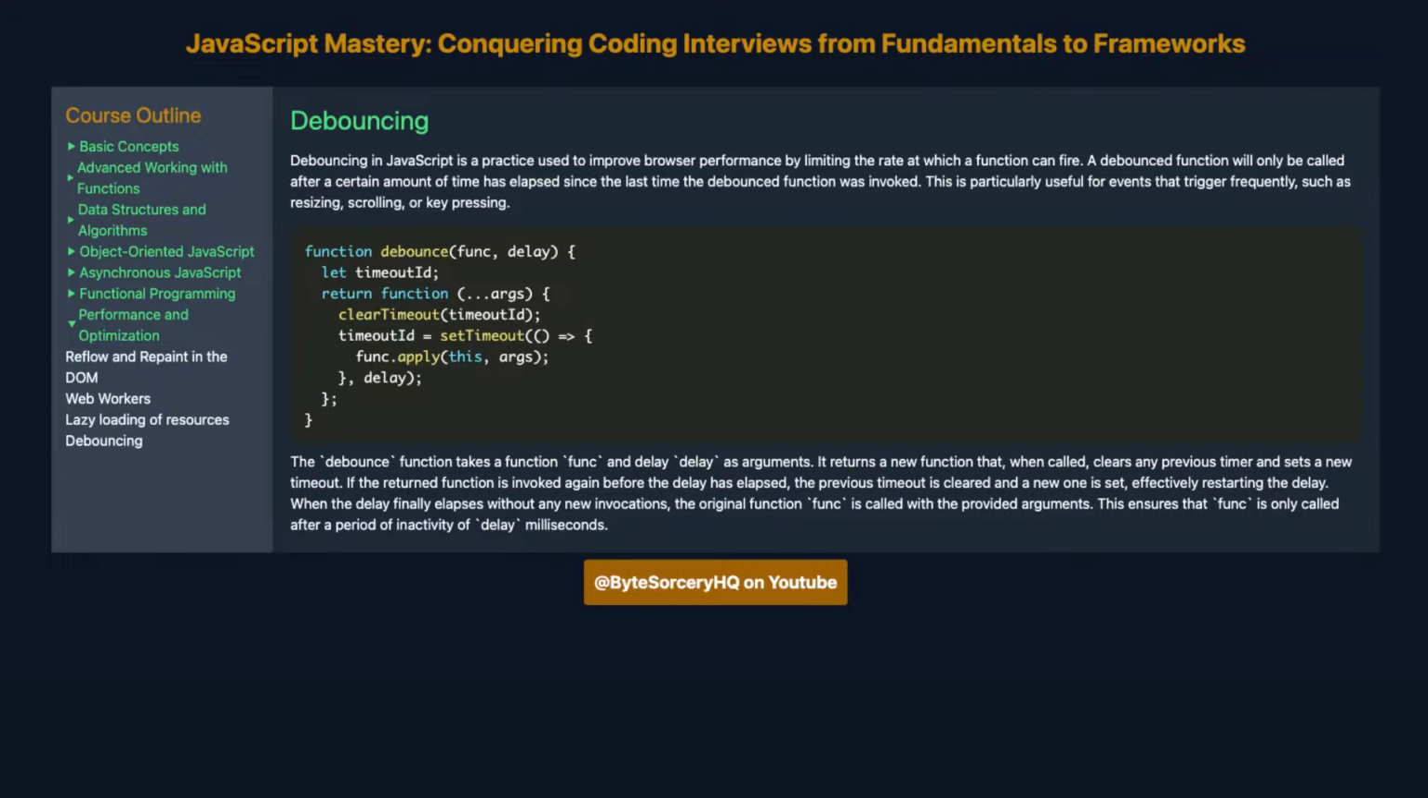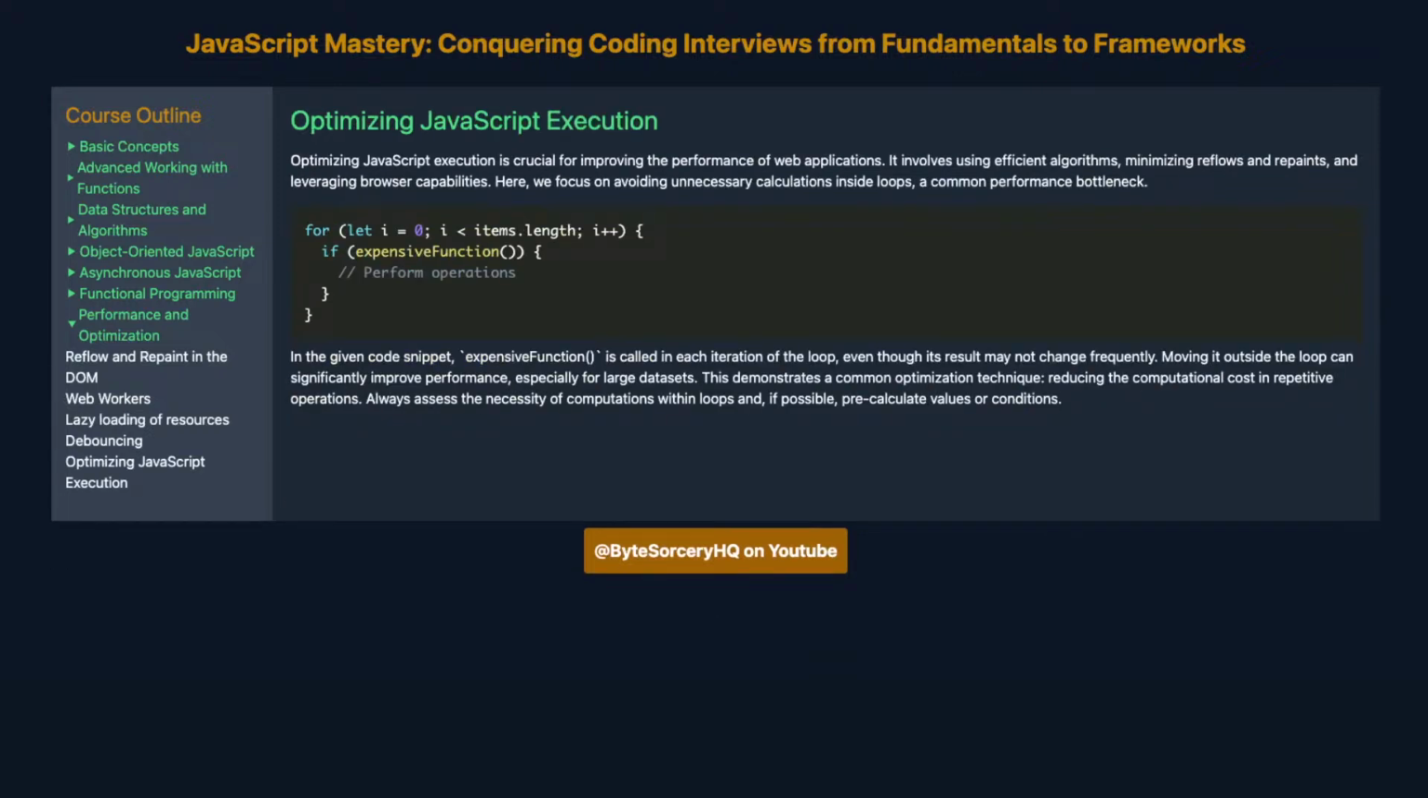If the returned function is invoked again before the delay has elapsed, the previous timeout is cleared and a new one is set, effectively restarting the delay. When the delay finally elapses without any new invocations, the original function func is called with the provided arguments. This ensures that func is only called after a period of inactivity of delay milliseconds.